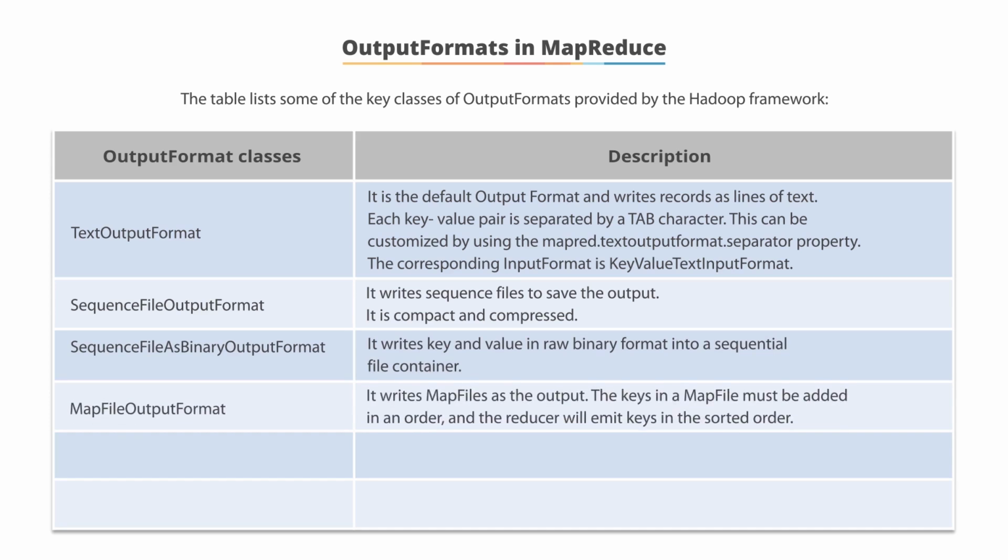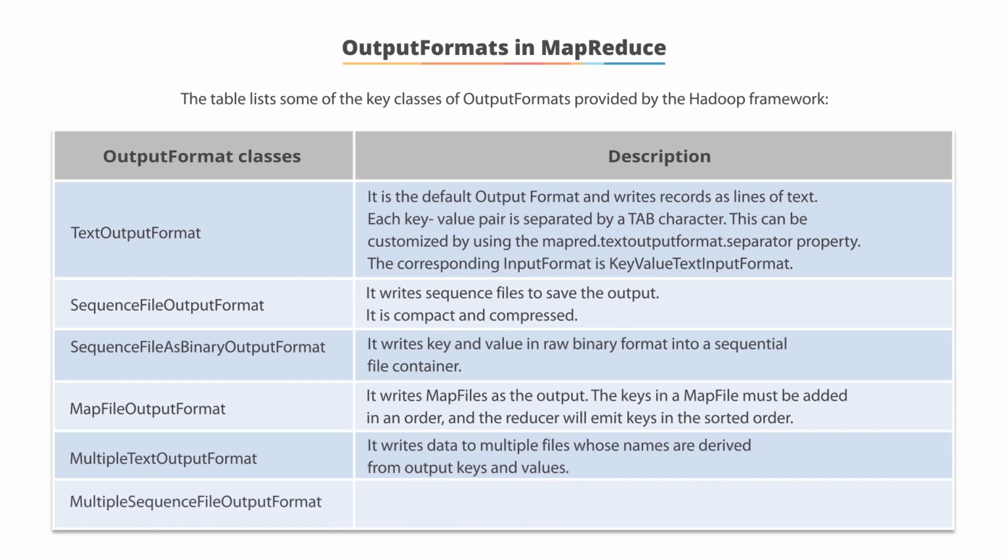And map file output format writes map files as the output. The keys in a map file are added in a specific order. The reducer then emits keys in that sorted order. Multiple text output format writes data to multiple files whose names are derived from the output keys and values. Multiple sequence file output format creates output in multiple files in a compressed form.